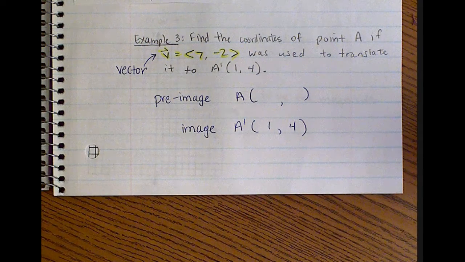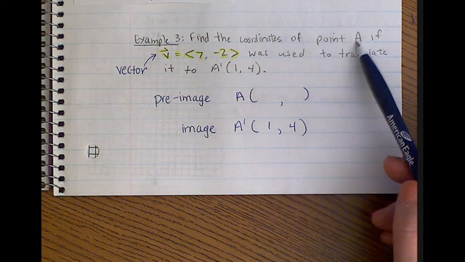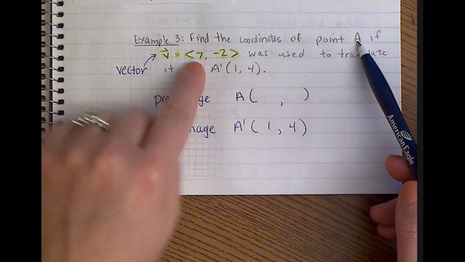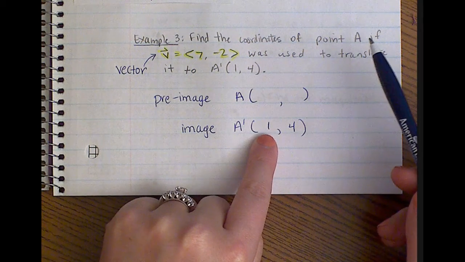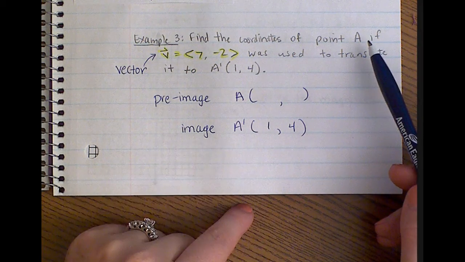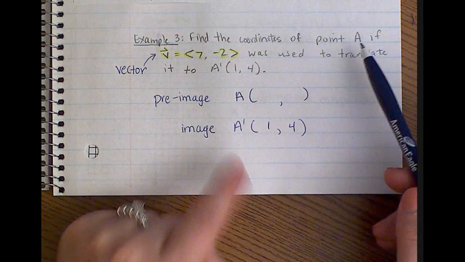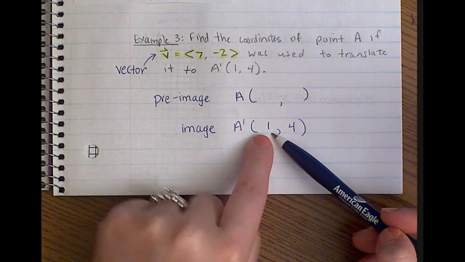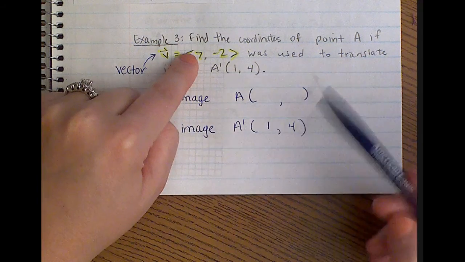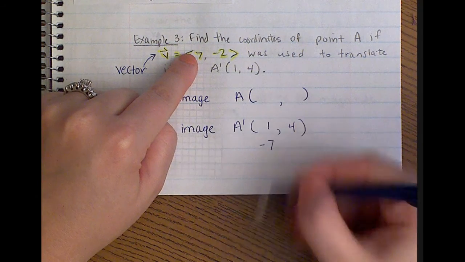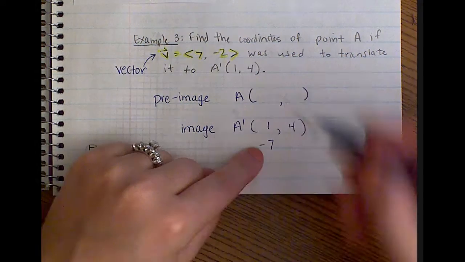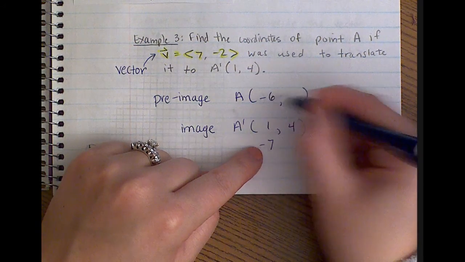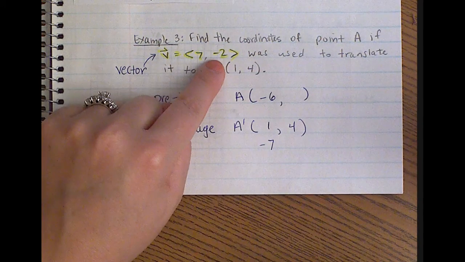So we need to work our way backwards. So if we started with a point and then we moved it 7 units right and it brought us to a positive 1, if I do the opposite, that will bring us back to the pre-image. So if my image ends here, if I subtract 7, that will give me the x value. So that would be -6.